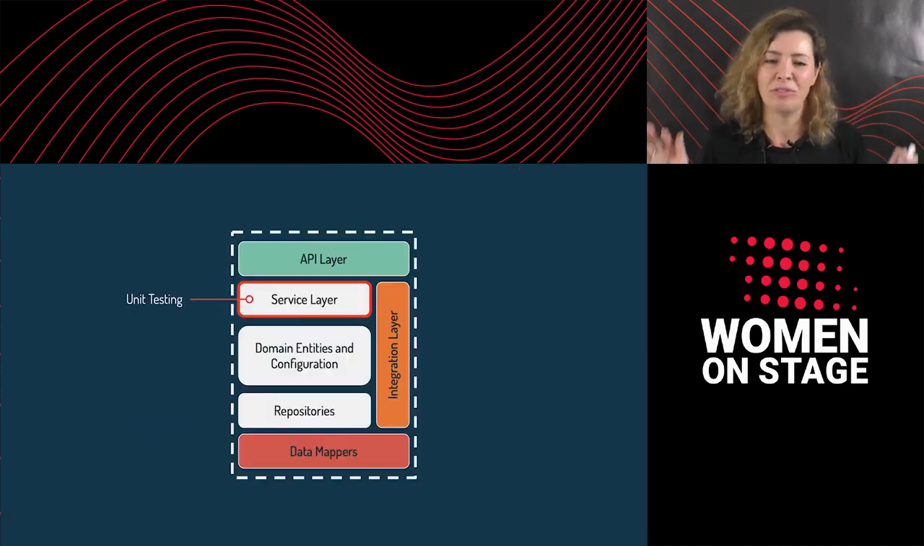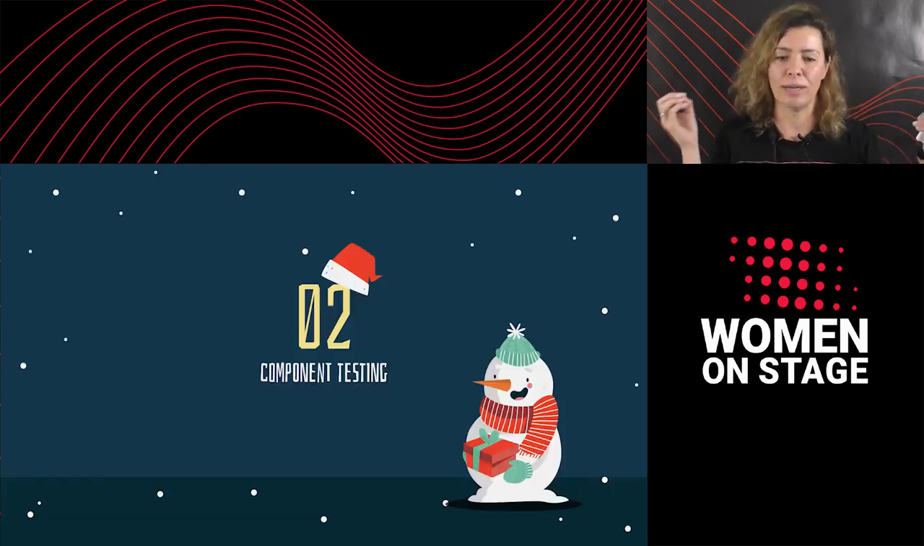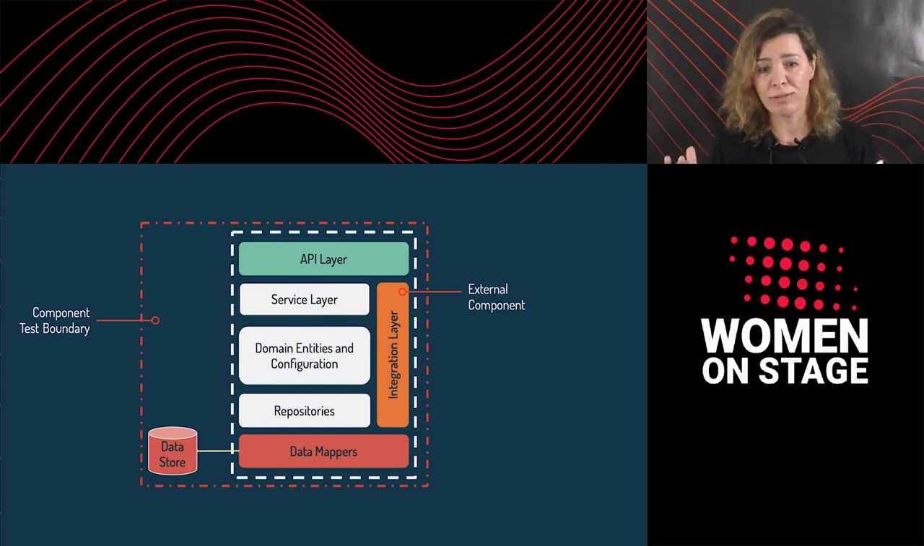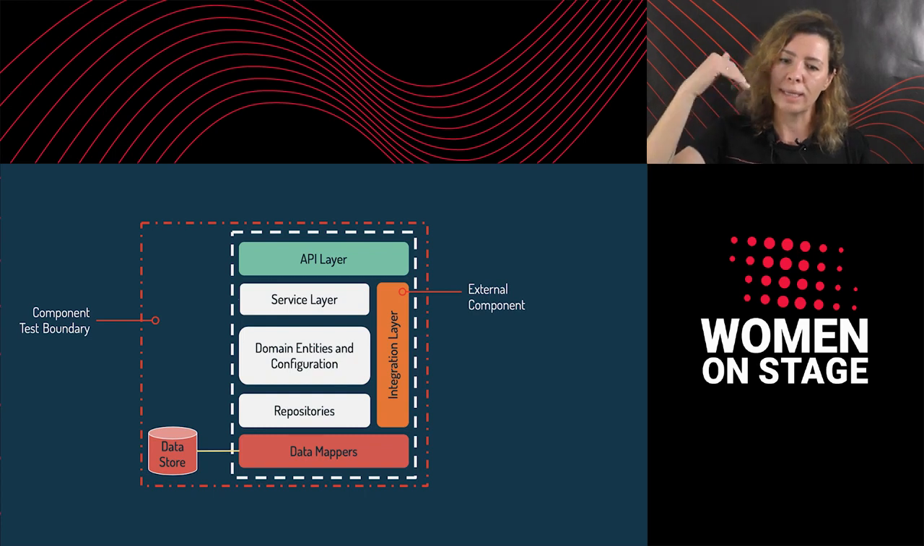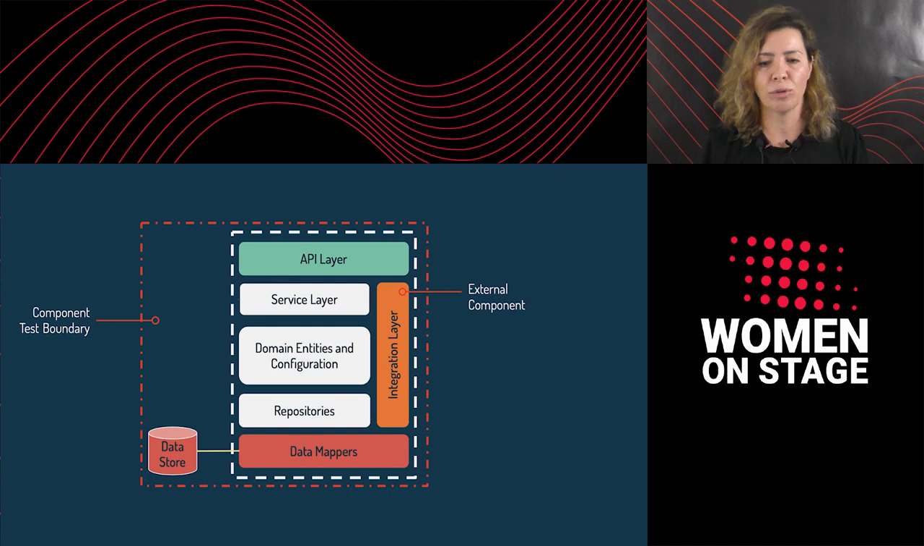So far, we have a good coverage of separate classes within a service layer. It's time to test how these classes collaborate together. It's time to test the microservice itself in isolation. The isolation at the microservice level is achieved by mocking integration layers, by mocking collaboration with external components.